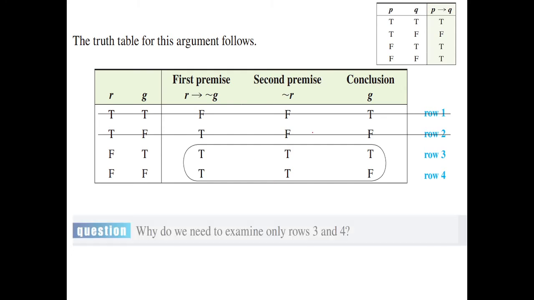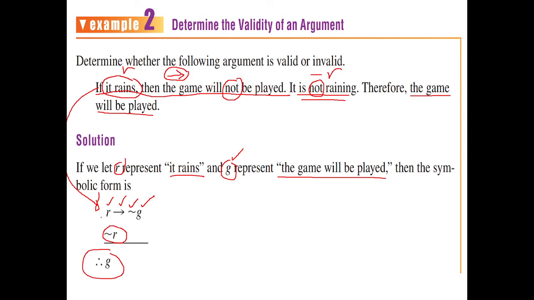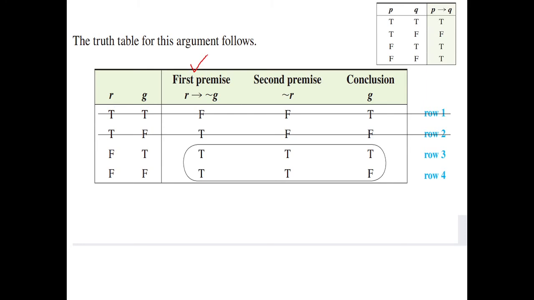This comes from the symbols we made earlier. Here is our first premise, our second premise, and our conclusion. Just like I said, the symbols we used are R and G. So R is the first column, G the second column. Then true, true, false, false; true, false, true, false. It is always like this in class.